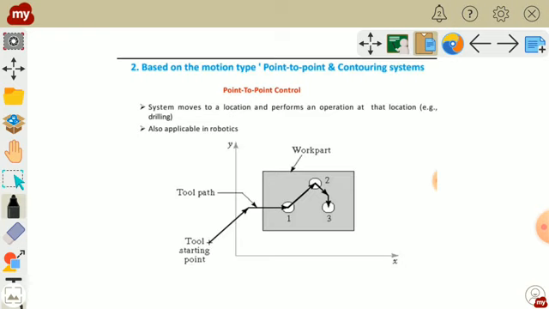Point to point control system moves to the location and performs operation at location. For example, we take the example of drilling. Okay, in this diagram we can see the plate, and on that plate we want to drill 3 holes at 3 different locations. So you are interested in location only where hole is to be drilled. We are not interested in path followed by the cutting tool.